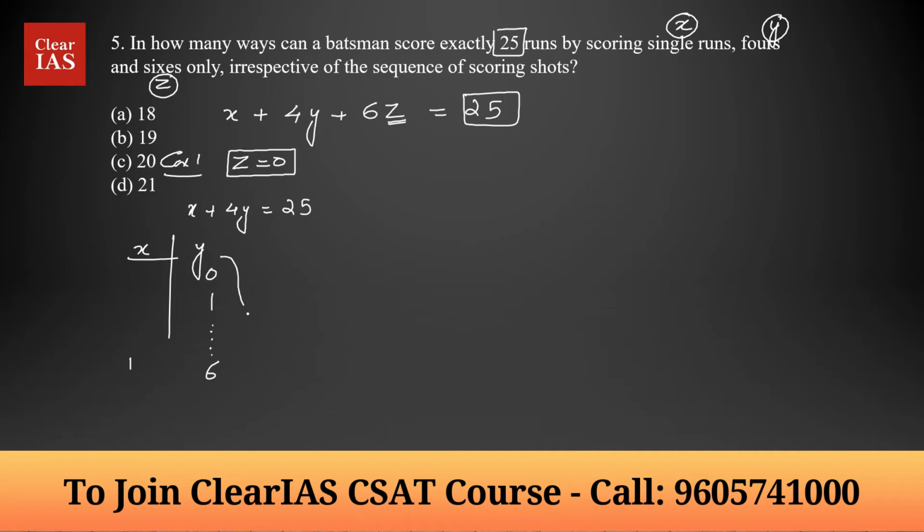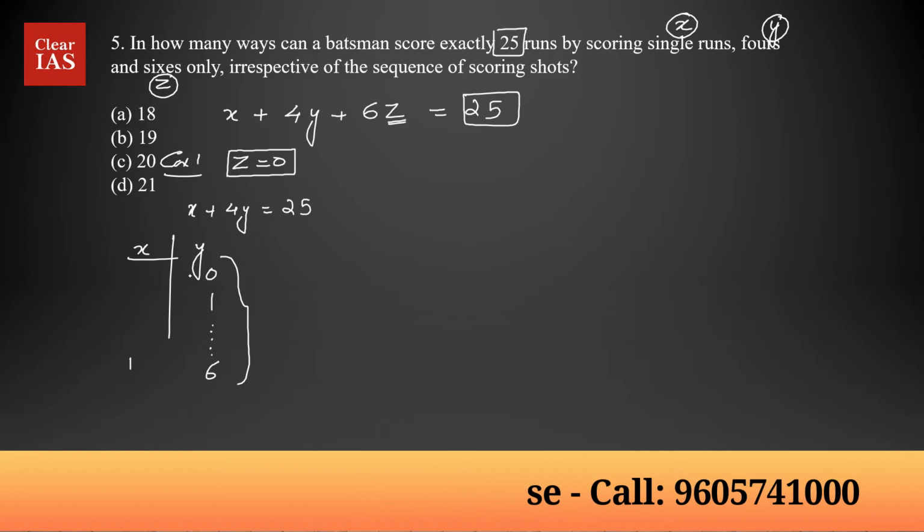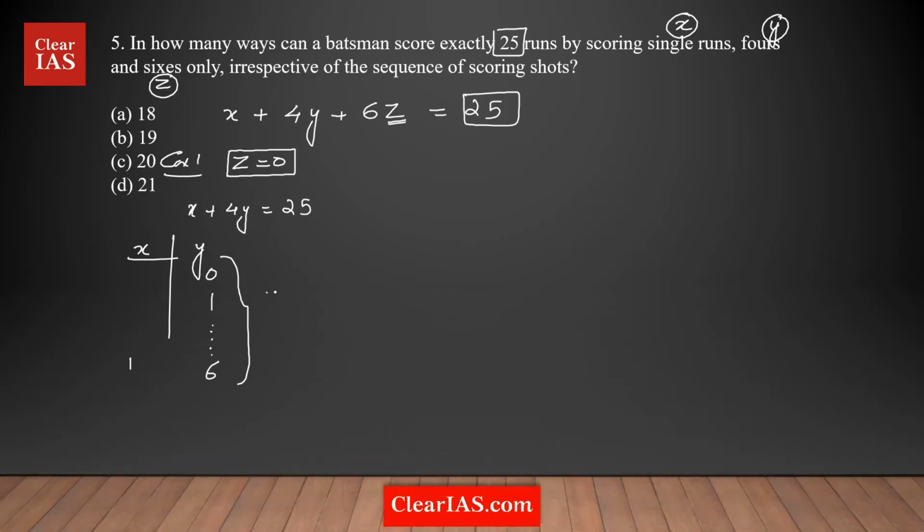So total how many cases are possible? So you don't need to exactly find the value of x, you just need to find out how many cases are possible. So there are total 7 cases possible, right? From y can be 0, 1, 2, 3, 4, 5, 6. So total 7 cases possible when z is 0. So now I'm going to take this next scenario.